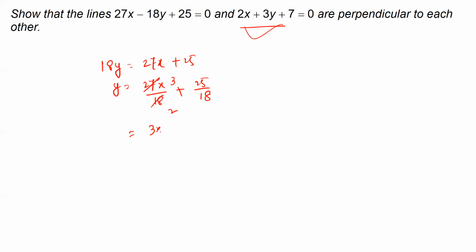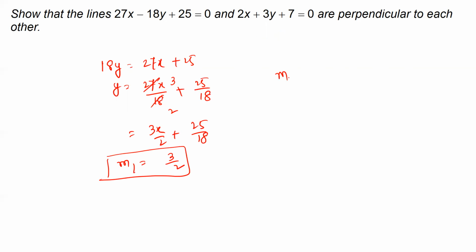So this gives you 3x by 2 plus 25 divided by 18. So the slope of the first line is actually 3 by 2. In a similar way, you can find out the slope of the second line and you will be getting minus 2 by 3. Just try it out, pause the video and try it out on your own.